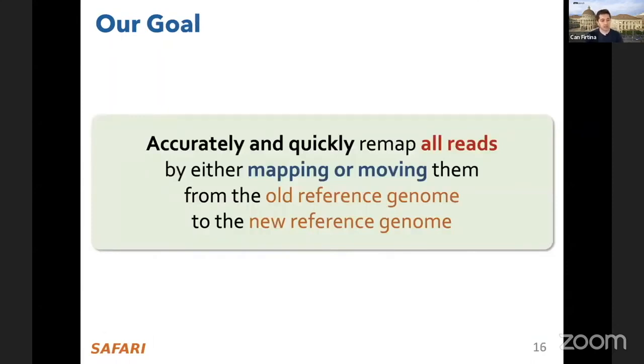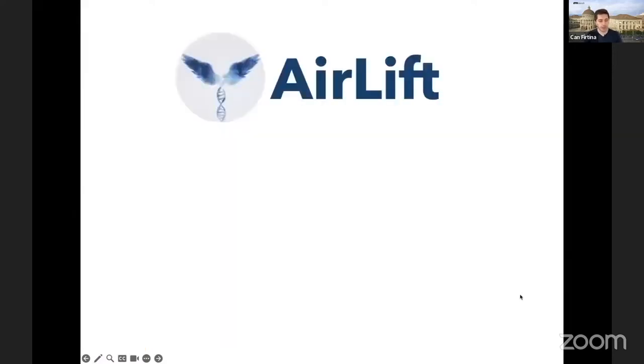So our goal is to accurately and quickly remap all the reads by either mapping them or moving them. So we're going to have the chance of picking either mapping or moving from the old reference genome to the new reference genome. To this end, we propose AirLift.